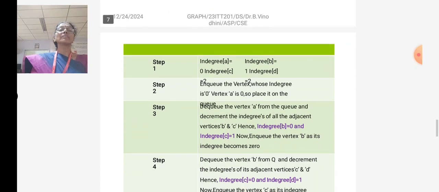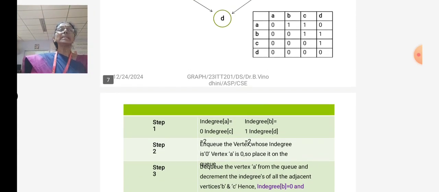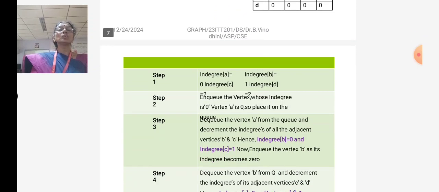After that we find the indegree of all the vertices. The indegree is nothing but the number of incoming edges for that vertex. So in that adjacency matrix, column wise, the indegree of A is 0, the indegree of B is 1, and C is 2 and D is 2. Next step in the topological sort, enqueue the vertex whose indegree is 0. The vertex A indegree is 0, so enqueue the vertex A.